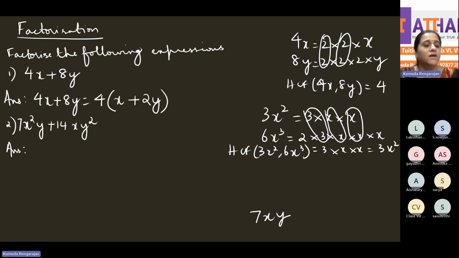I'll put it again for you. There are 2 terms. The given expression is a binomial because there are 2 terms. Now let's take the numbers first. 7 and 14. What is the HCF of 7 and 14? 7. You need to first write the expression which you're factorizing, put an equal to sign, and then the HCF of 7 and 14 is 7. Then x square and x is x. y and y square is y. You can remember like this: HCF will be the one with the least power.